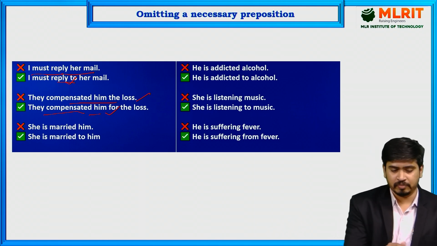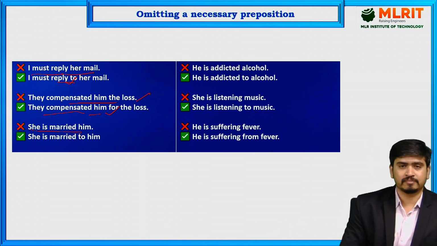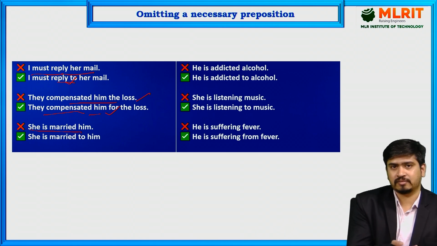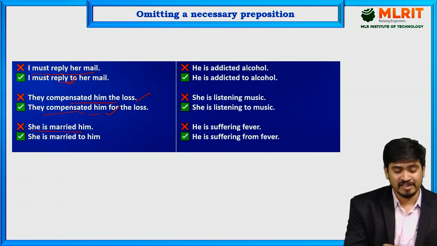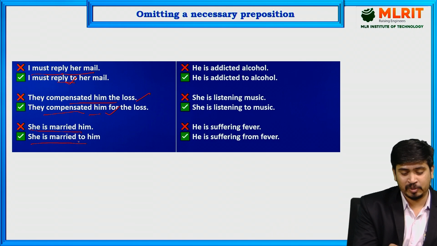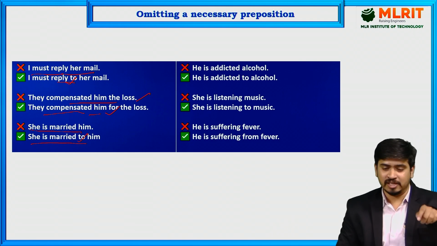The next example. She is married him. Is this correct? No, right? Our brain is saying right. So, she is married to him. Here the preposition is important.